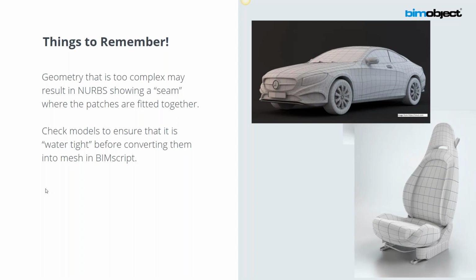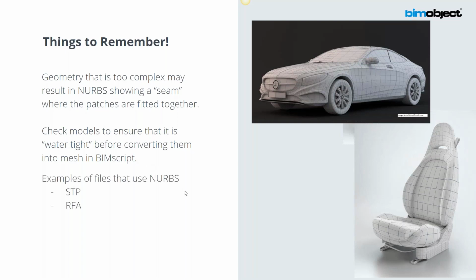So if you want to get rid of some of these seams, there are things that you can do. You can set the tolerances in Rhino and things like that, so you can smooth this situation out. There are things that you can do to mitigate the issue.